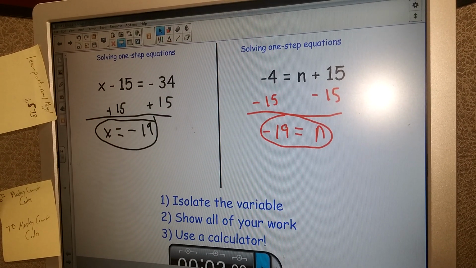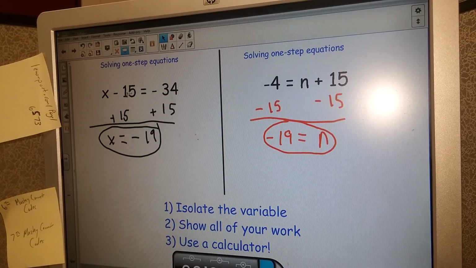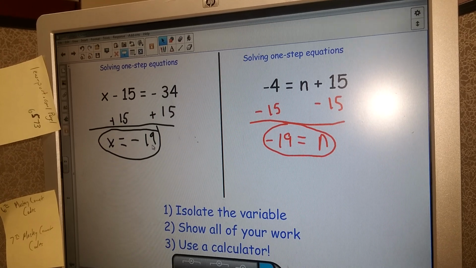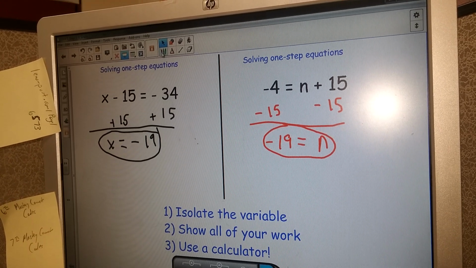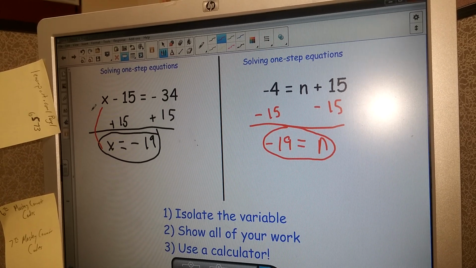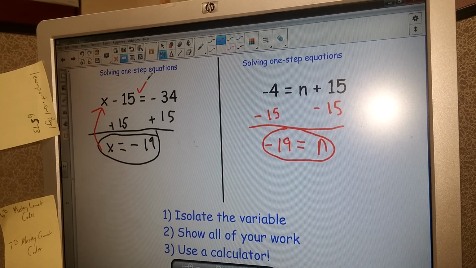Okay, on the left-hand side, you should have gotten x is the same as negative 19. To cancel out this minus 15, you add 15 to each side, and you get x is negative 19. To double check it, you could plug this negative 19 in for x, and you'd type in right here, negative 19 minus 15, and you'd see that you'd get negative 34, so it checks out.